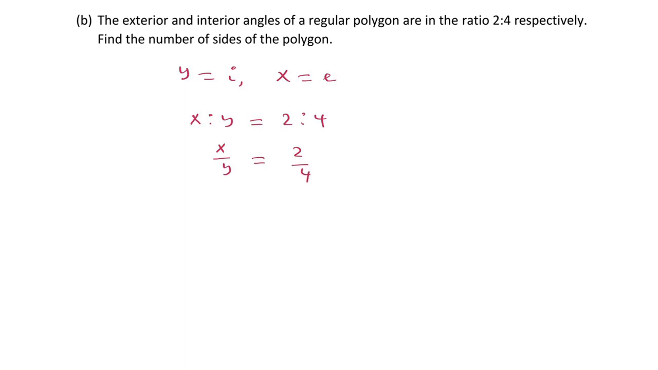So here, we are going to cross multiply these values. Then our equation is going to be 2y equals 4x. Let us now divide by 2 both sides. Our equation is going to be y equals 2x.